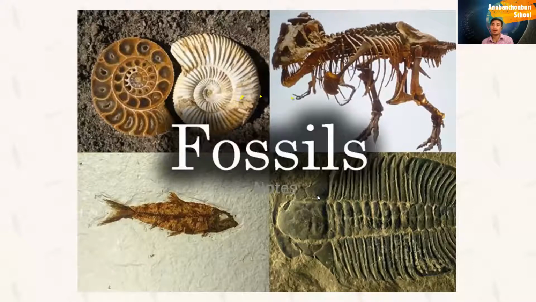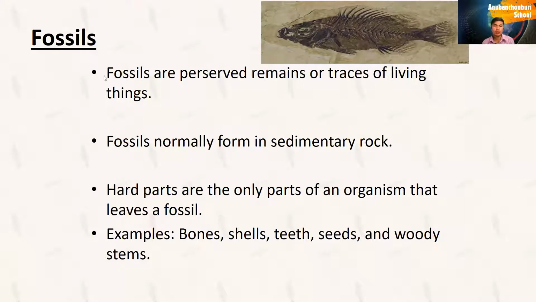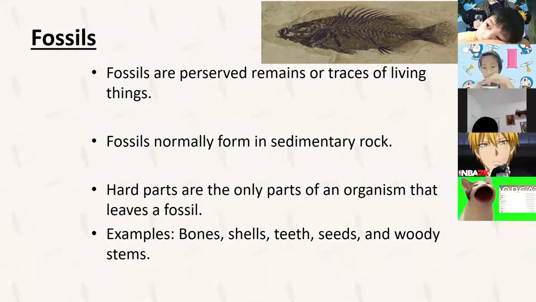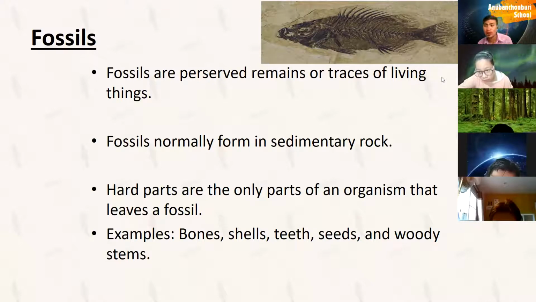Okay, so now let's proceed to the different types of fossils. But before that, let's study fossils first. Fossils are preserved remains or traces of living things. Fossils normally form in sedimentary rock. Hard parts are the only parts of an organism that leave a fossil, like bones, because we cannot have a fossil of an eye of a dinosaur.